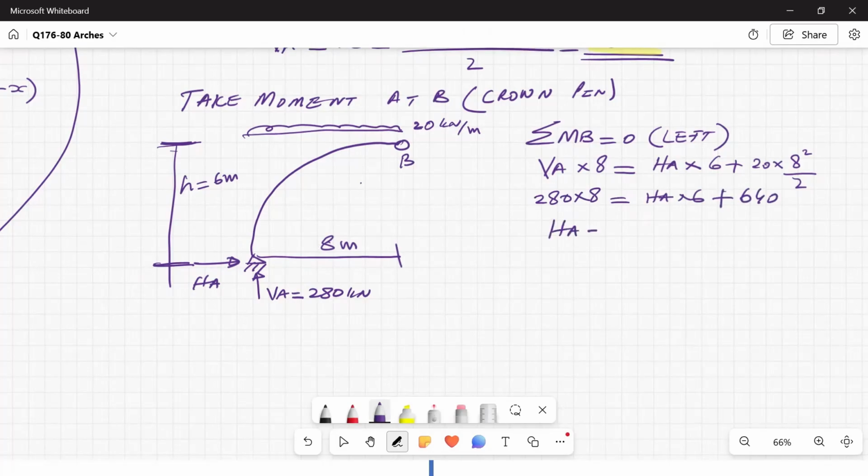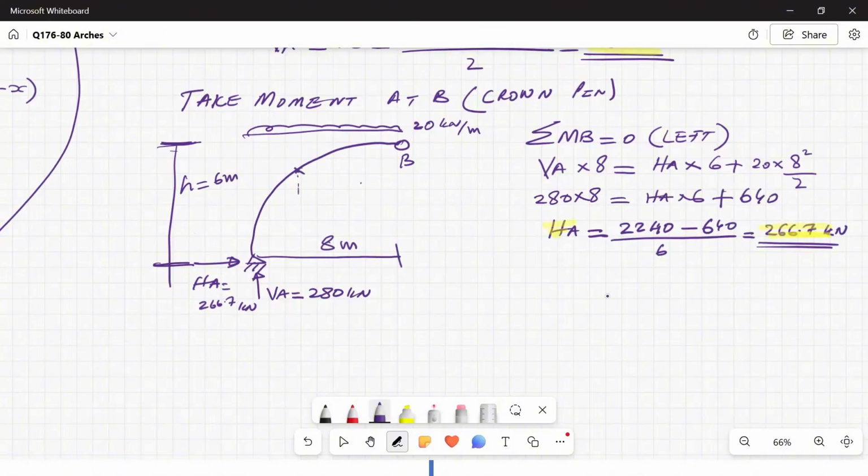So from here HA is equal to 2240 minus 640 divided by 6, and this will give me 266.7 kilonewton. So this is our HA. Once I have got value of HA, then I can find out bending moment at quarter span, which is 4 meters from left, which was this point over here.